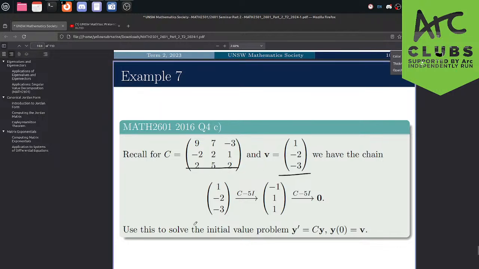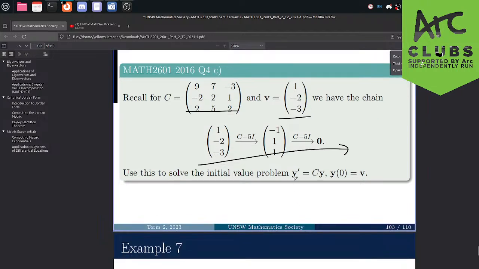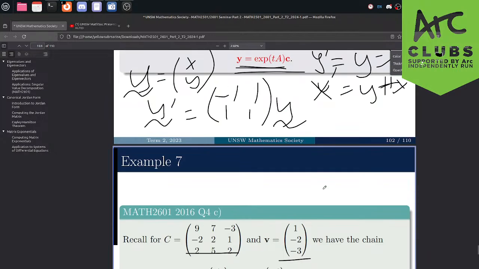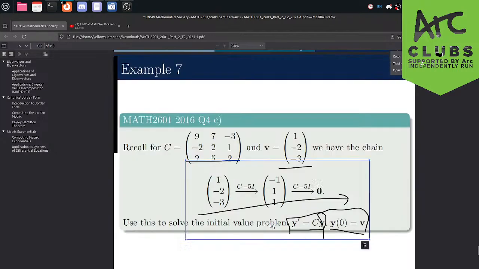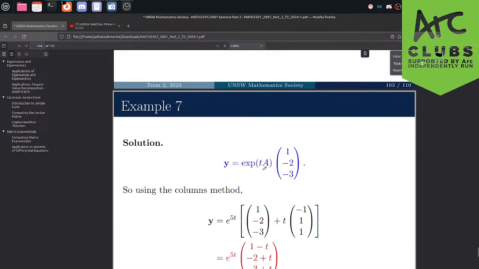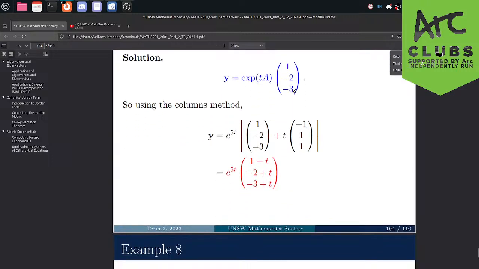Recall that for lambda and v we have this Jordan chain, and let's say we want to solve this homogeneous equation here with y(0) equals v. This is actually pretty straightforward because you just use this formula back here. You take exp(tA), or e to the tA, and you multiply it by your vector v. And we know how to do that. If we multiply a Jordan chain vector, it's in this form where you take the first Jordan chain vector times 1 plus t times the second Jordan chain vector, and then you multiply by e to the 5t.